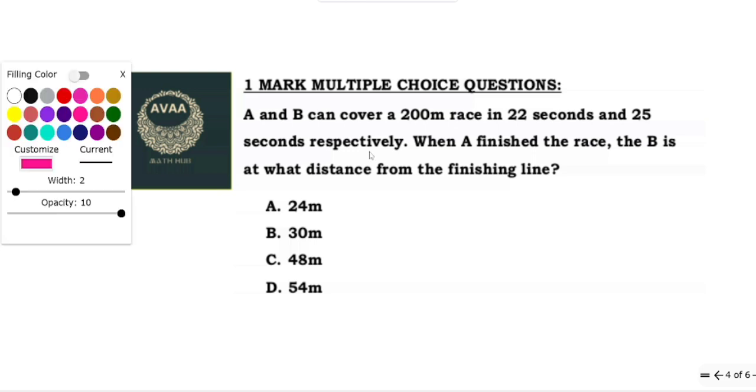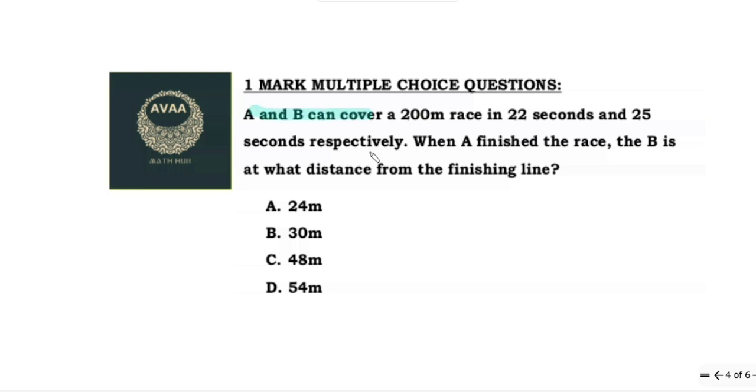In this question, they are talking about race A and B can cover a 200 meter race in 20 seconds and 25 seconds respectively. When A finished the race, B is at what distance from the finishing line? A is the winner anyway, but at the time particularly, B is at what distance from the finishing line? That is about the question. So now, let's think about our B.